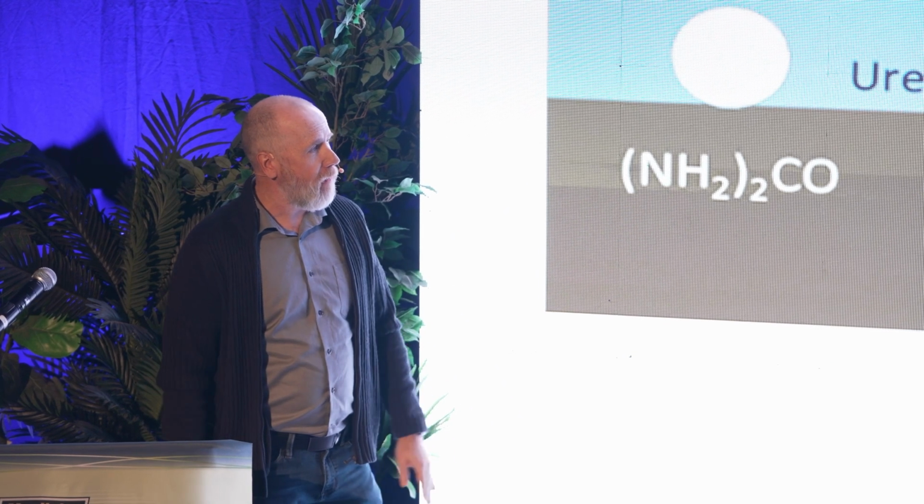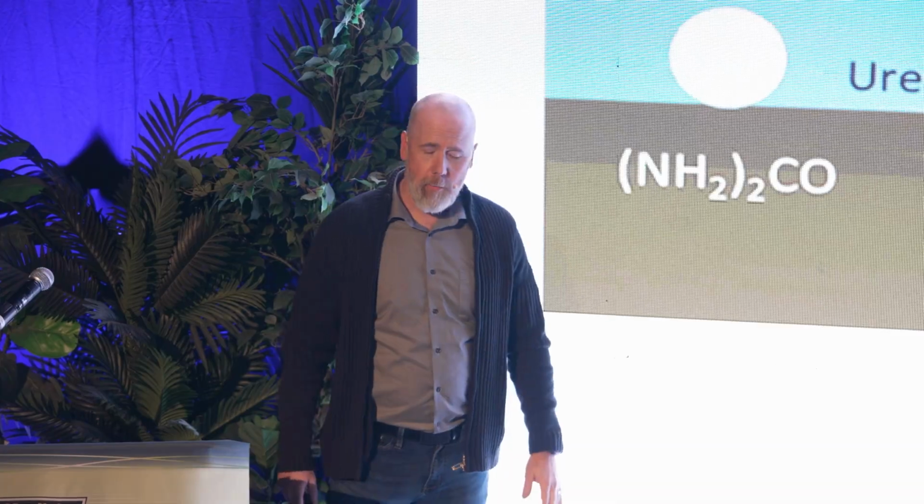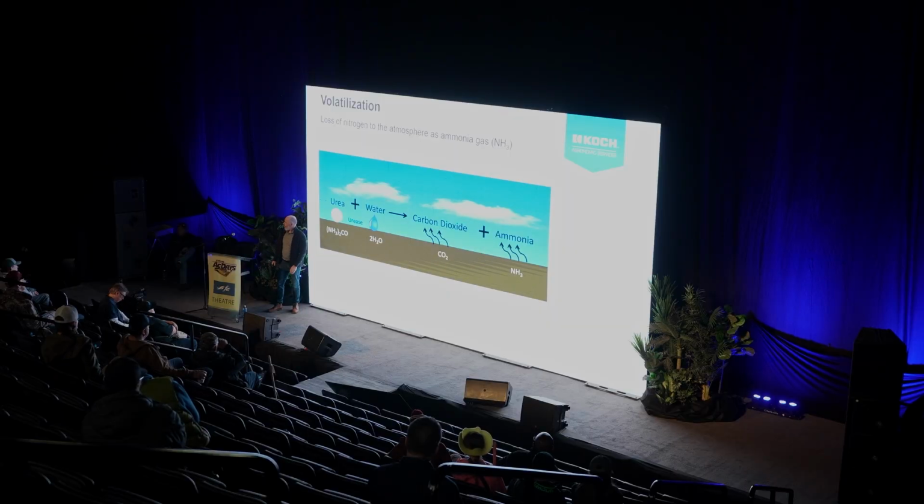We're going to get a conversion, an equilibrium, into ammonium and ammonia. So ammonia is NH3, ammonium is NH4, and that ratio is really going to be driven by the pH around it, so your soil pH is what's going to drive that.